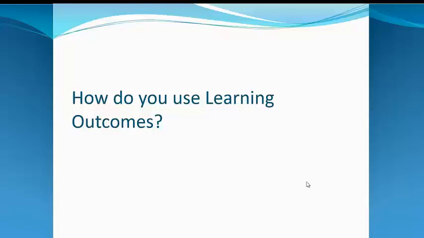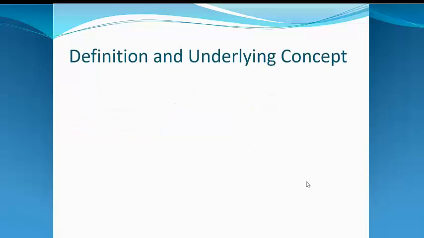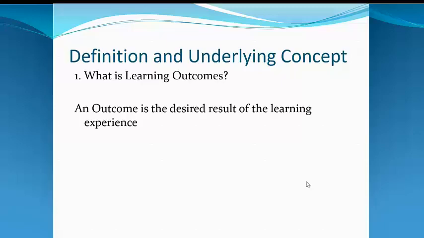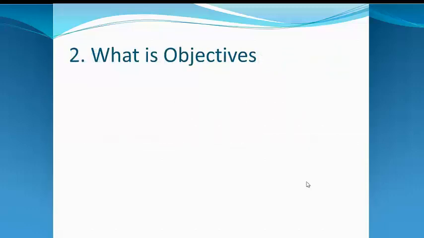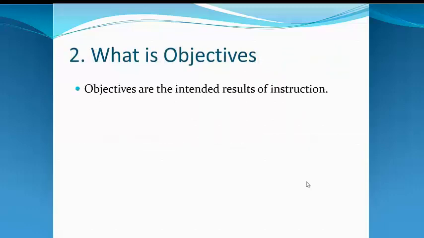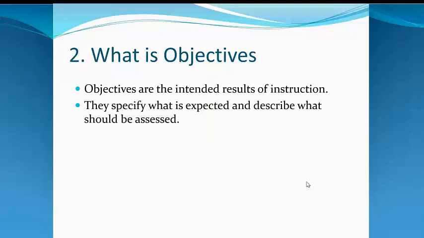How do you use learning outcomes? To understand fully, let us start with the definition of terms and underlying concepts. An outcome is the desired result of the learning experience. The outcome can be called a goal or achievement target. Objectives are the intended results of instruction. They specify what is expected and describe what should be assessed.